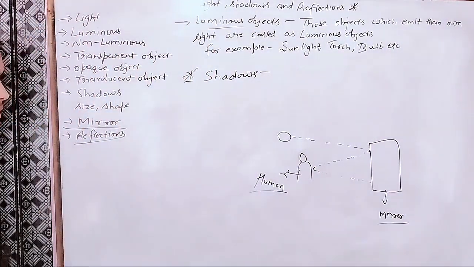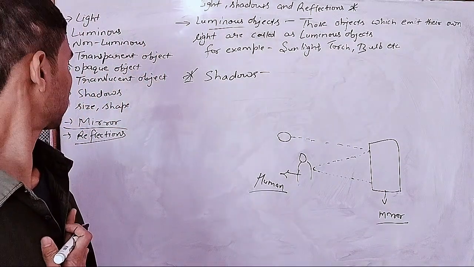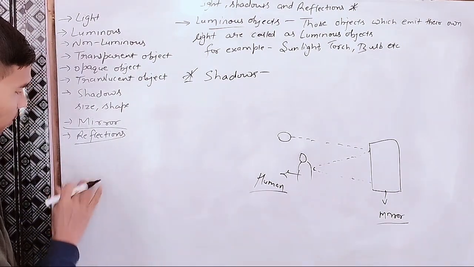Duplicate image is formed inside the mirror. Clear? So here we can say what a reflection is. Definition of reflection.